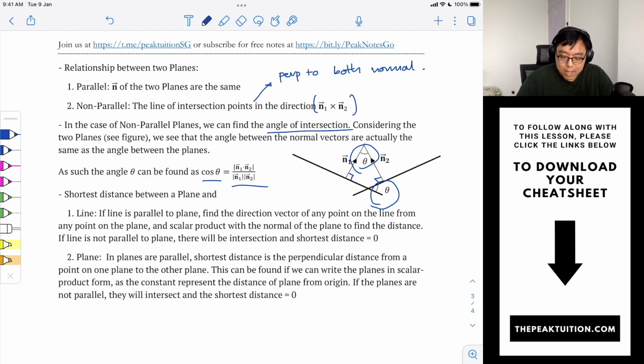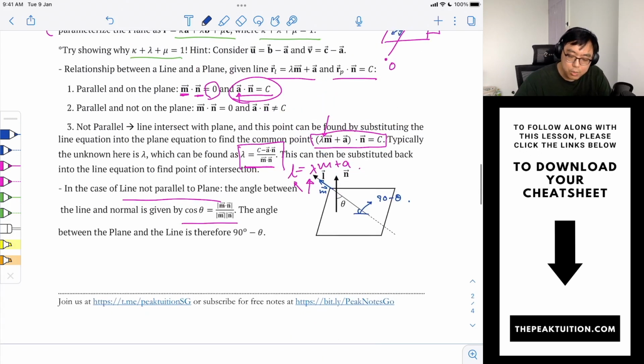So when we have a plane, we can also consider the distance of the plane from other objects. If it's a plane and a line, one thing to note is that if the line is not parallel to the plane, you eventually cut it somewhere. You eventually have a point of intersection. So if there's a point of intersection, we can refer to this section to find out how to find the intersection.